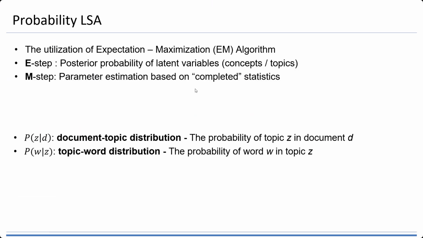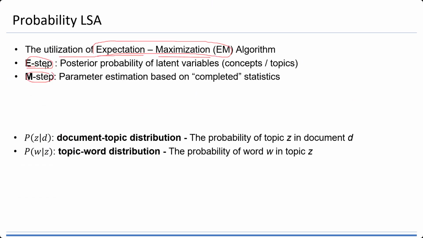In this PLSA, the algorithm applies the EM algorithm. EM algorithm is the expectation maximization. So there will be two steps. The first is the E step. It is to find the expected value. And the M step, it is to find the maximum value.